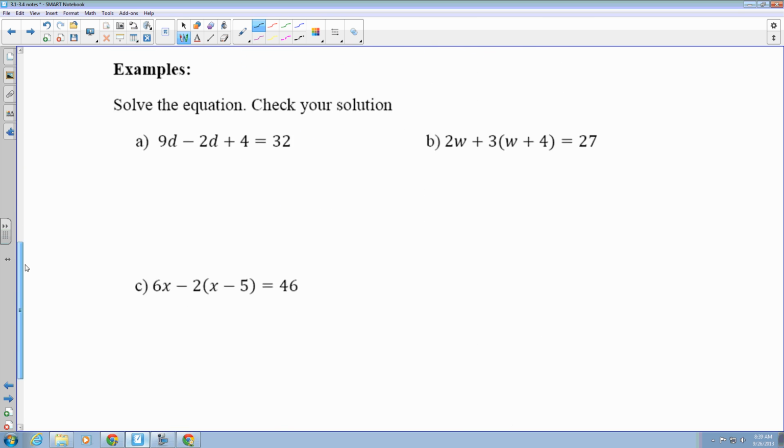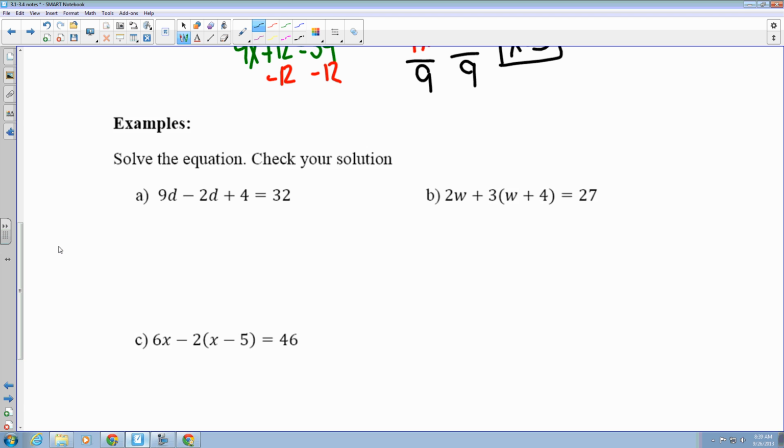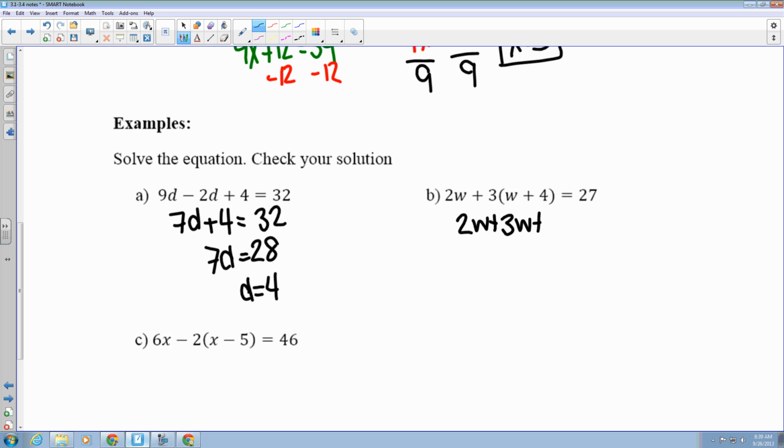Check your solution. That is telling you that you can always check your solution to make sure you get the right answer. So 7d, combining. Subtract 4 from both sides. Divide both sides by 7. It's 4. This one we need to distribute. Combine the w's. Subtract 12 from both sides. Divide both sides by 5.